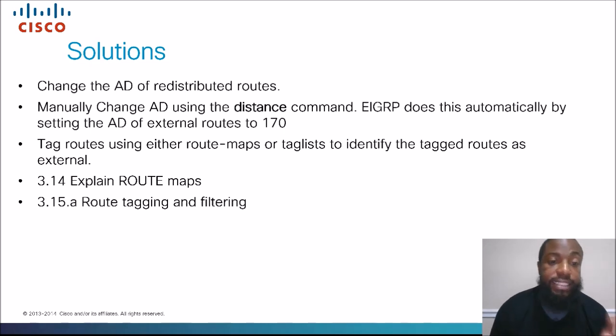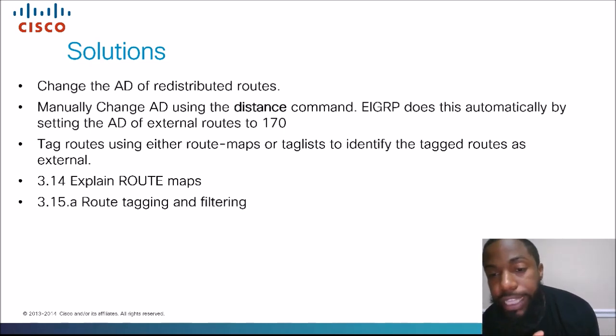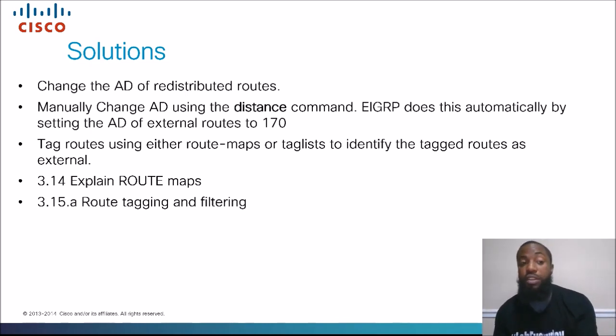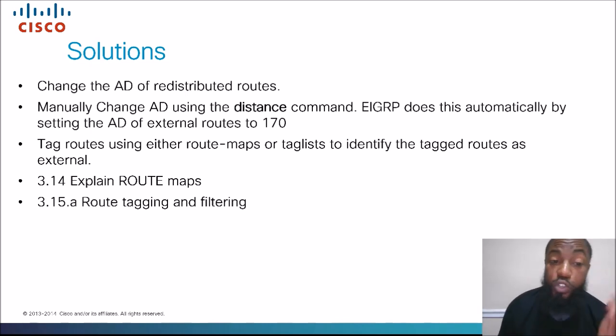Another solution to that is tagging routes. That's another reason why I really like the sequencing of this exam. As you can see, we're not going to be going over all of these solutions because there are separate videos for these. For example, route tagging and filtering is in objective 3.15a, and explaining route maps, which is another solution to fixing suboptimal routes, is using route maps, which we'll be explaining.